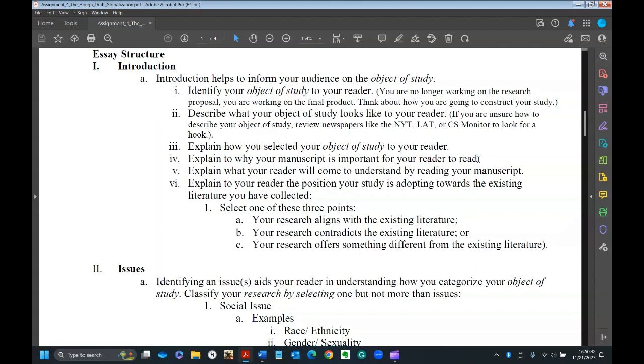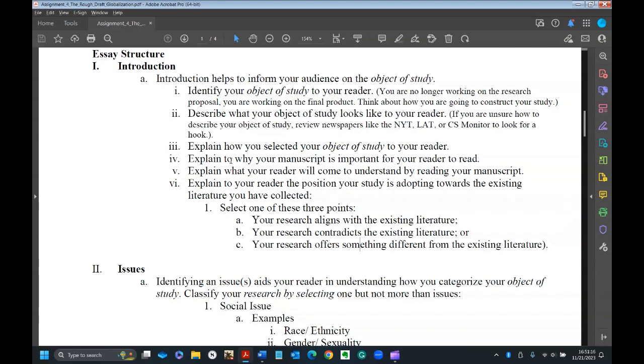This goes back to the significance from assignment two. You're just going to reword that part of the paragraph to fit the context of why your manuscript is important for your reader to read. Hopefully that makes sense. If not, make sure you ask me any questions when we return to class after break.